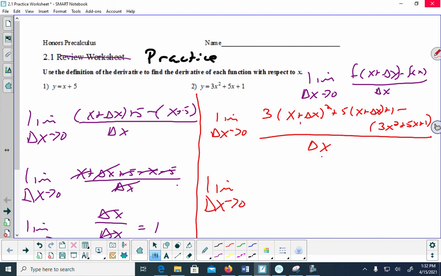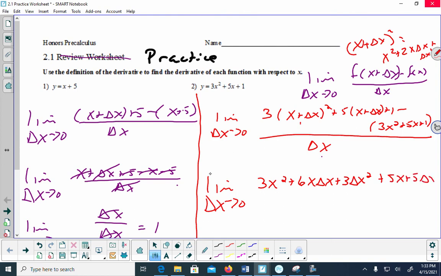You should know that x plus delta x squared is going to be x squared plus 2x delta x plus delta x squared. So I'm going to know that and distribute the 3 at the same time. Oh, here's my plus. Ooh, wrapping around. I don't like wrapping around, but I didn't leave myself enough room. Distributing the negative sign, and this is all over delta x.